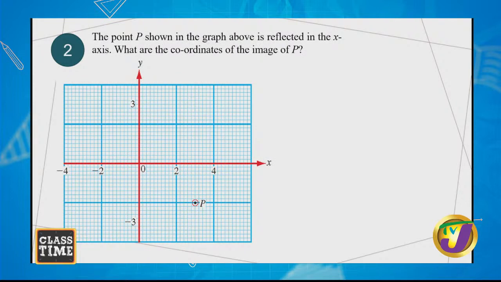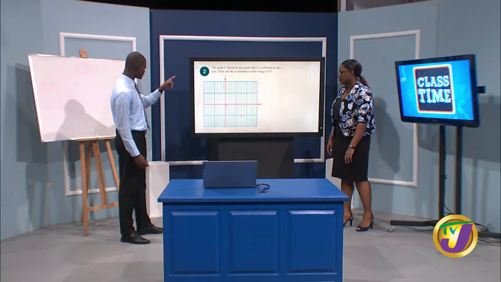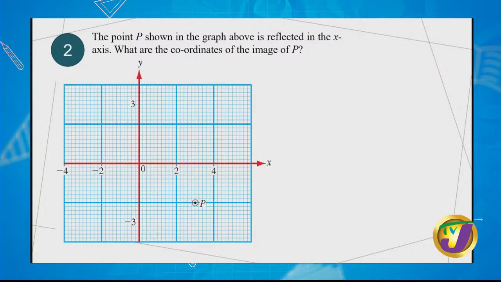All right. The point P shown in the graph below is reflected in the x-axis. What are the coordinates of the image of P? So the point P there is reflected in our x-axis. Based on the discussion we had before and using the matrix to multiply the point, what is the coordinate of P? I'm saying negative 3, is it? All right.